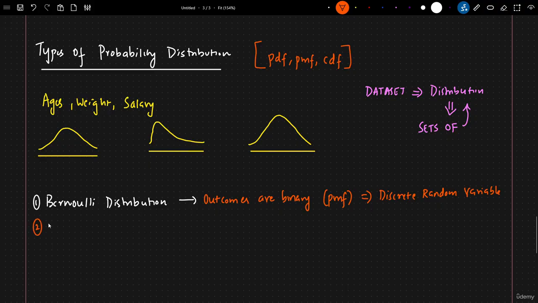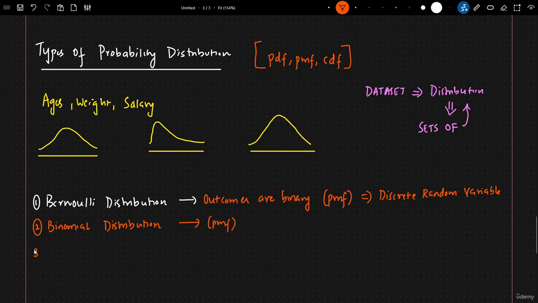Second one that we are going to see is something called binomial distribution. This is also a very important distribution that you will be seeing. Binomial distribution is also for the discrete random variable. So here also we are going to specifically use PMF.